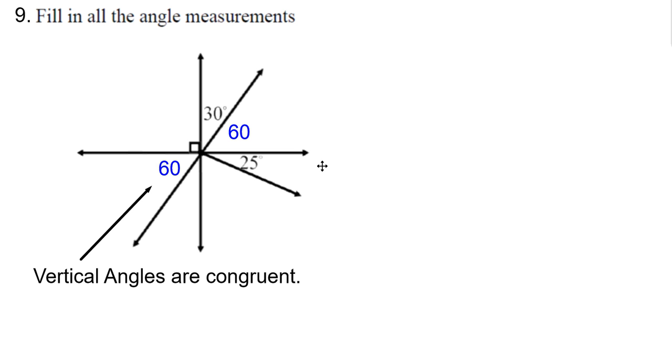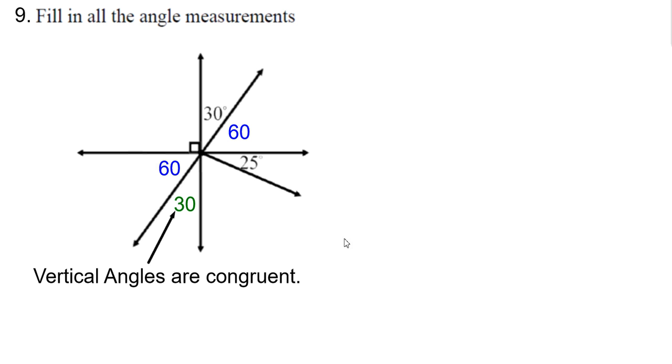Now, that's not the only place where two lines intersect. We have this line here and this line here. So that means we have another pair of vertical angles that we could use. Here's a measurement of 30 degrees. Its pair should be the same, which would be here. So again, using vertical angles being congruent, we have that angle measurement.